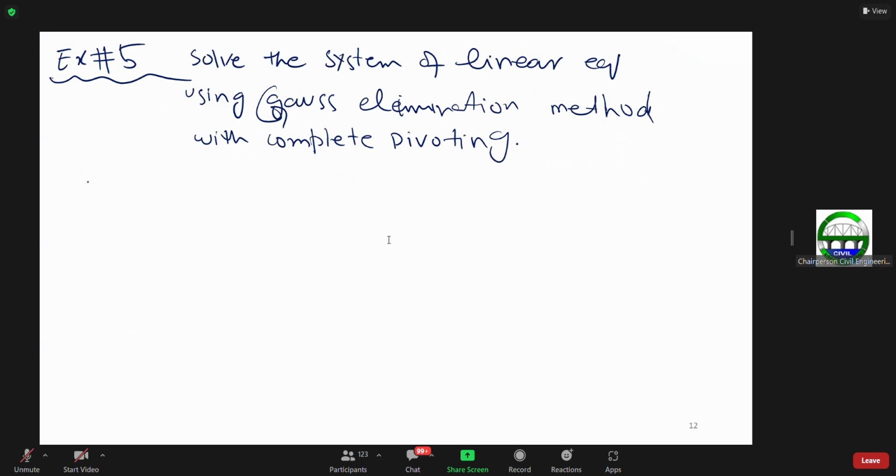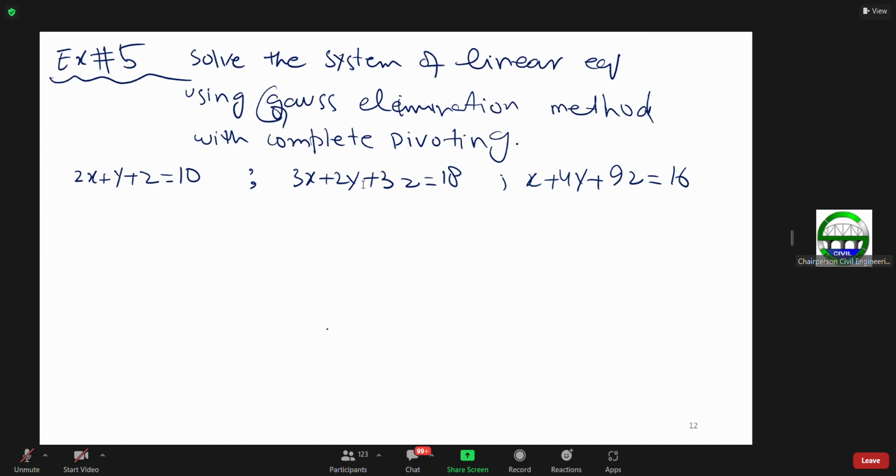For example, we have a system of linear equations: 2x plus y plus z is equal to 10, then we have 3x plus 2y plus 3z is equal to 18, and then we have x plus 4y plus 9z is equal to 16. Okay, we have these three linear equations. So in this one, the first step.